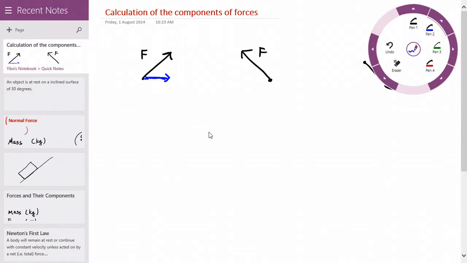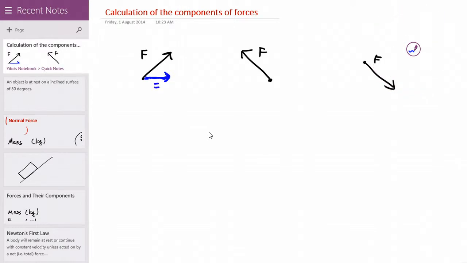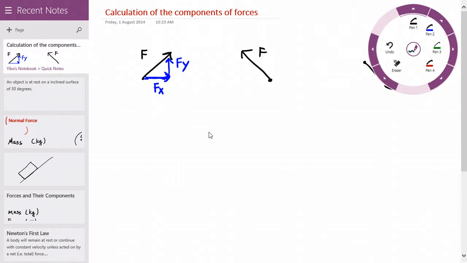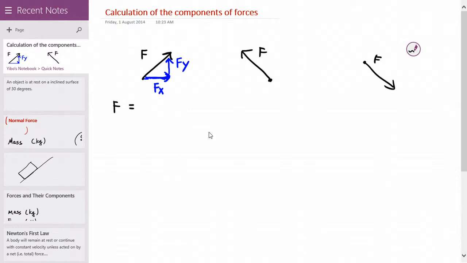We can always break this force into a horizontal Fx component and a vertical component, so that force is always equal to the sum of its horizontal component plus its vertical component. If I do the same thing for this one, I can always have Fx, I have Fy. That's what we did with vectors before.